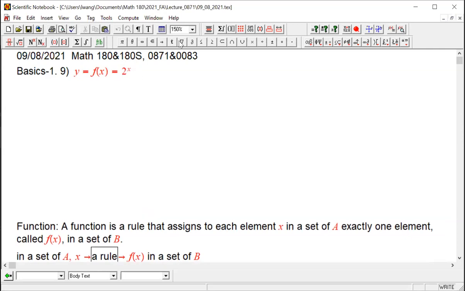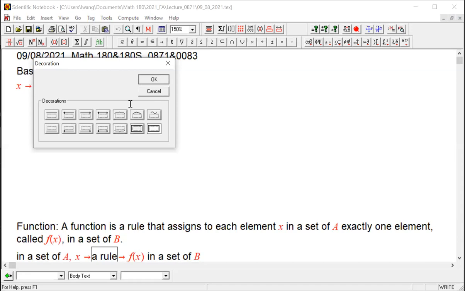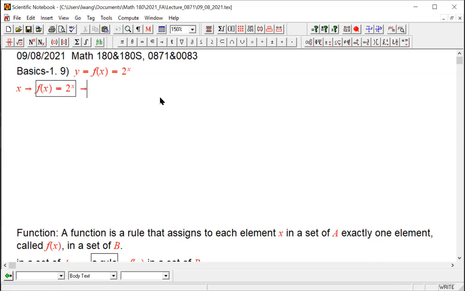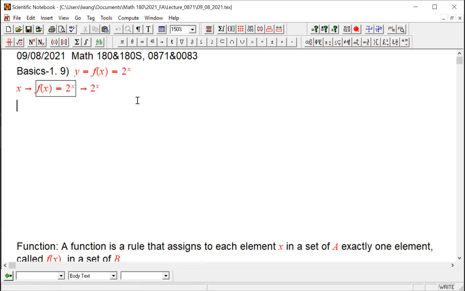And what is the rule of the function? Your input is served as a power. So this is the rule. It produces exactly one output, and that exactly one output is 2 to the power x. So the input served as power produces 2 to the power x. The base is 2, and x is the power.